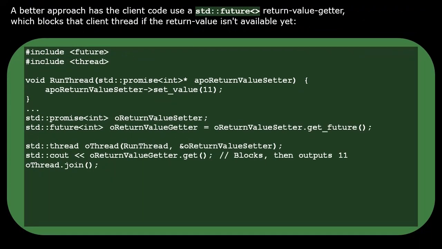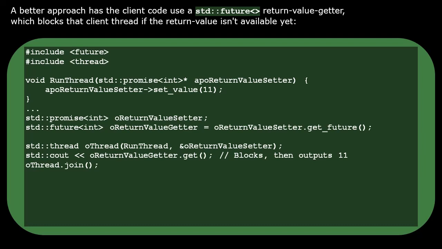A better approach to returning a value from a thread uses return value setters and return value getters. One return value setter and one return value getter exist as partners of each other. The return value setter is used by the worker thread, in place of where an ordinary function would use a return statement. Instead of a return 11 statement, the thread passes 11 to this setValue function.